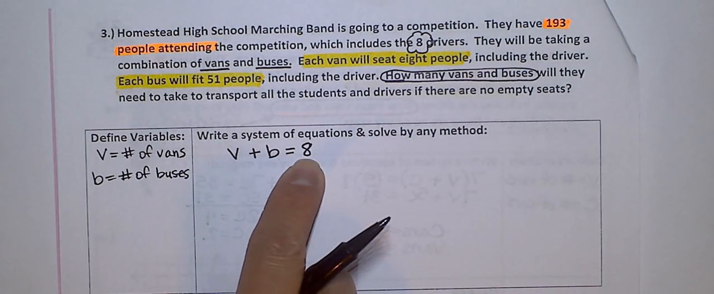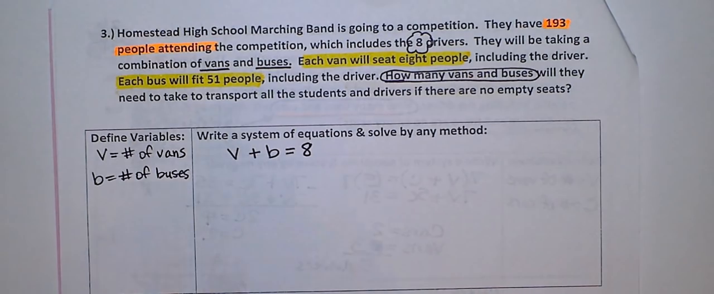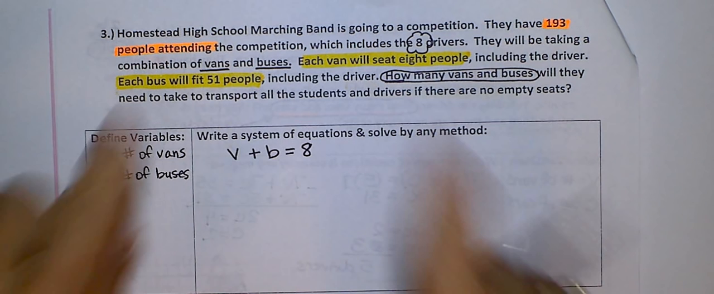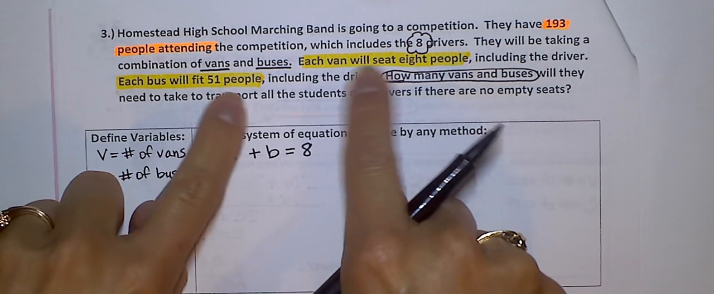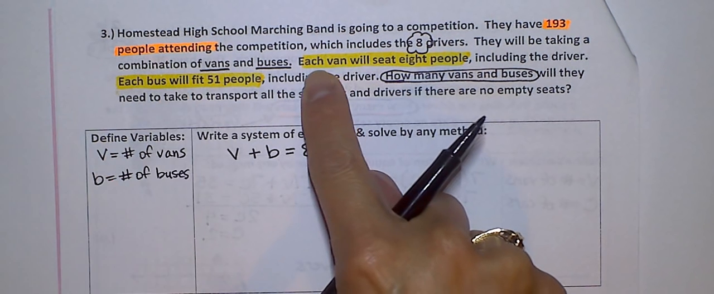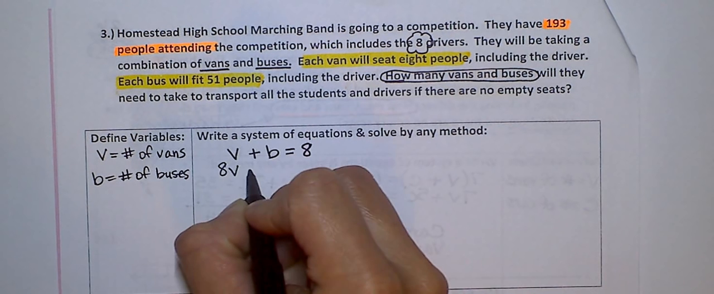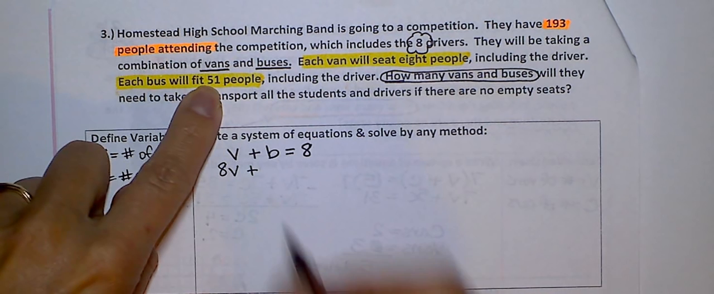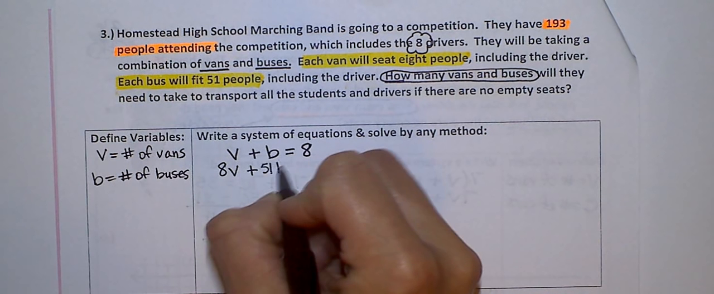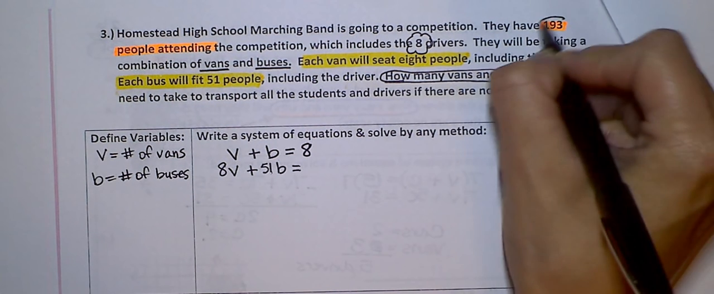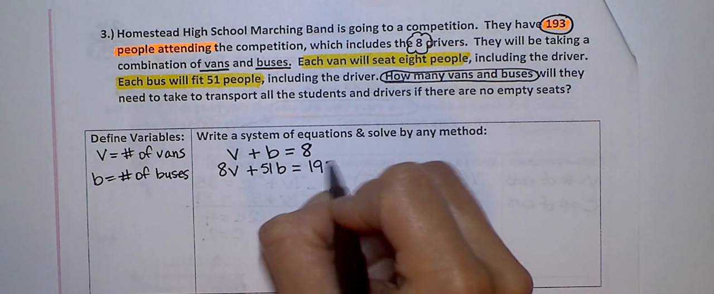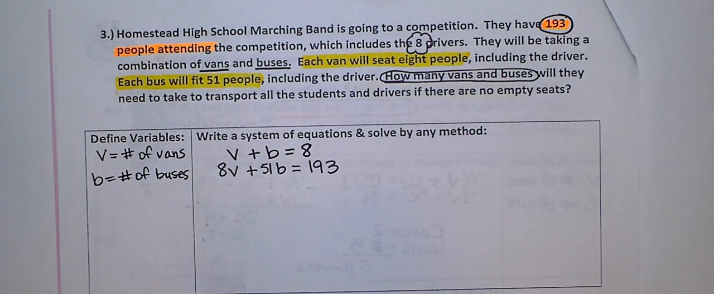So rather than doing guess and check, we're going to write another equation in order to solve this system of equations. And the second equation is going to be based on what I have highlighted yellow. Each van will seat 8, so 8V plus, and each bus will fit 51, 51B, and there are 193 people attending. Now again, you can determine if you want to do substitution or elimination. I am going to do elimination.